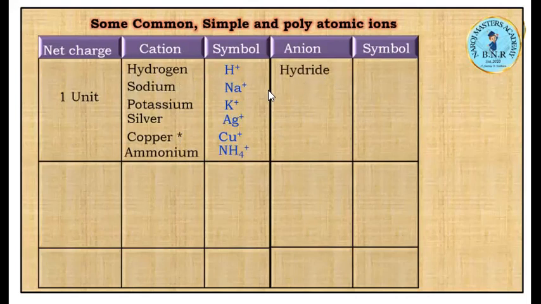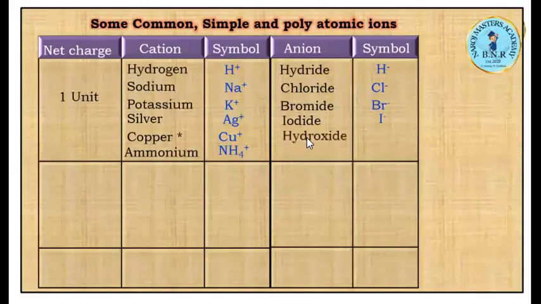Now hydrogen is different, hydride is different. Hydrogen is H plus, hydride is H minus. Next chloride, Cl minus, and next is bromide, Br minus. Next iodide, I minus, and next is hydroxide, OH minus. Next nitrate, NO3 minus. Is it clear? These are having how much charge? 1 unit charge. Now 2 units.